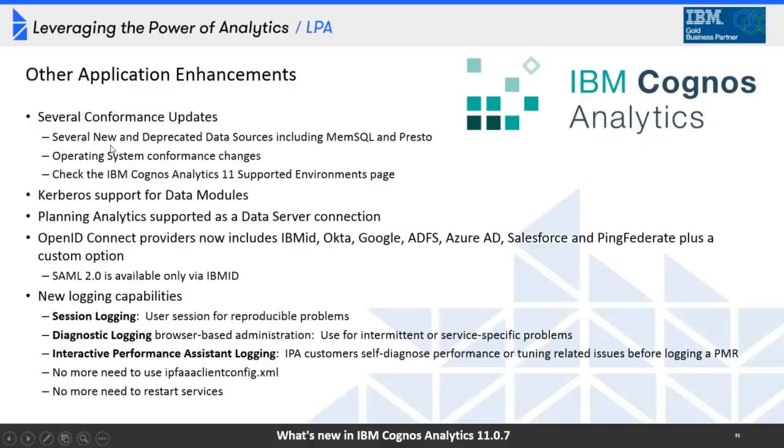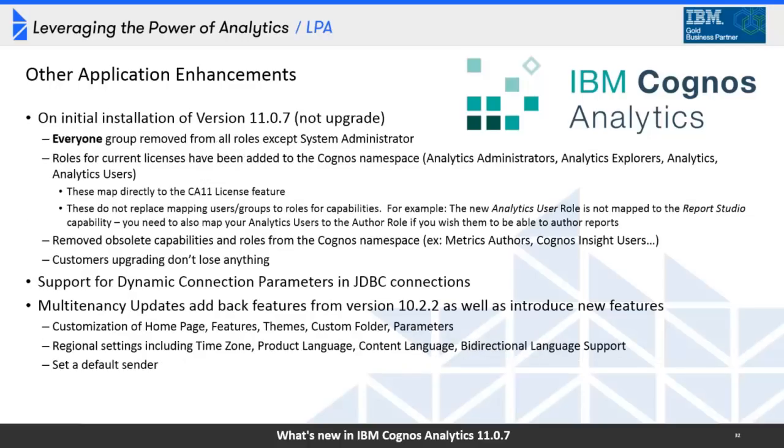Lots of conformance updates. Go take a look at that supported environments page. Planning Analytics is now directly supported as a data server. So a whole bunch of new logging capabilities for troubleshooting that don't require you to edit files and restart the server to implement. OpenID Connect providers continuing to advance. You heard me talk about OpenID Connect in a previous presentation when it was first introduced.